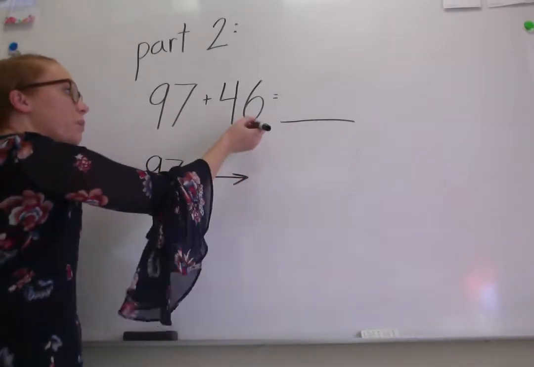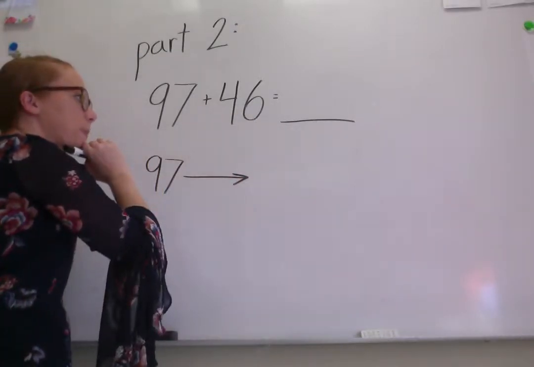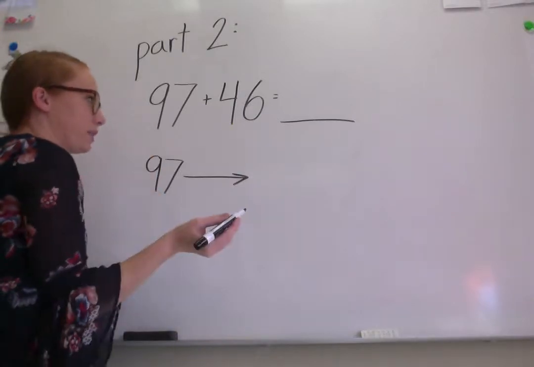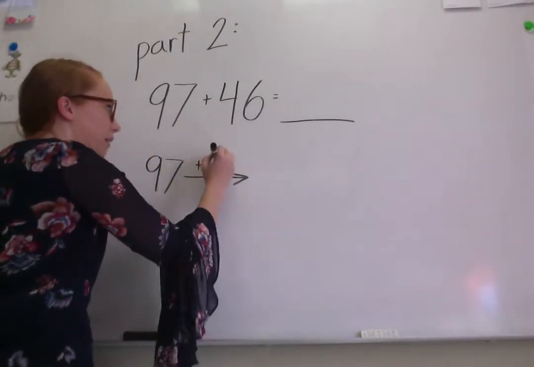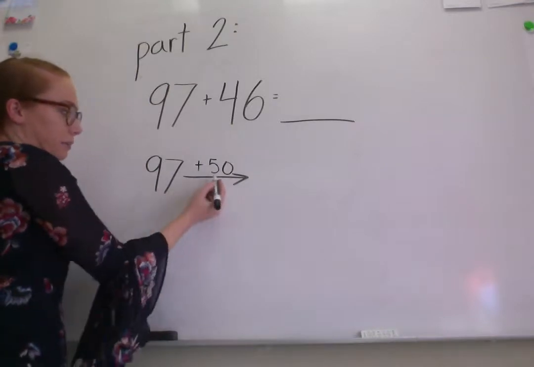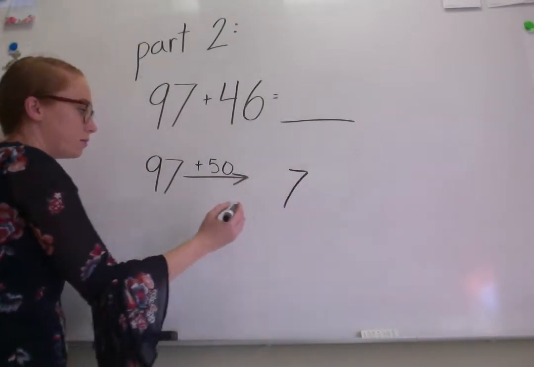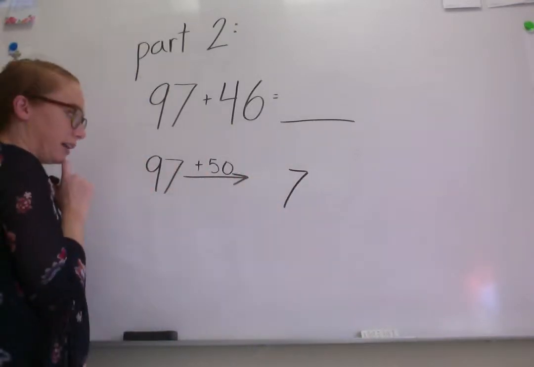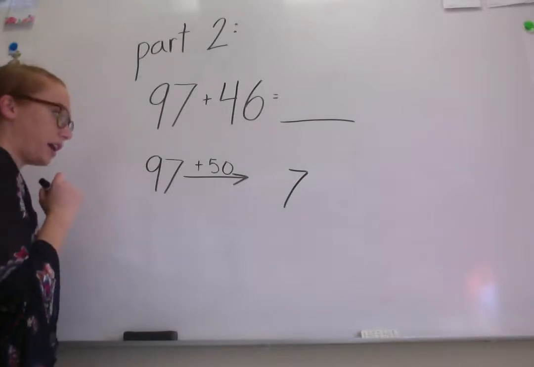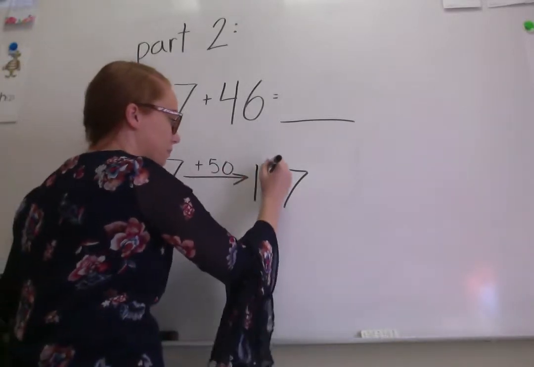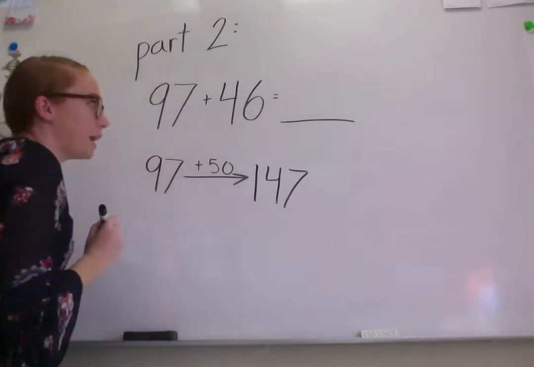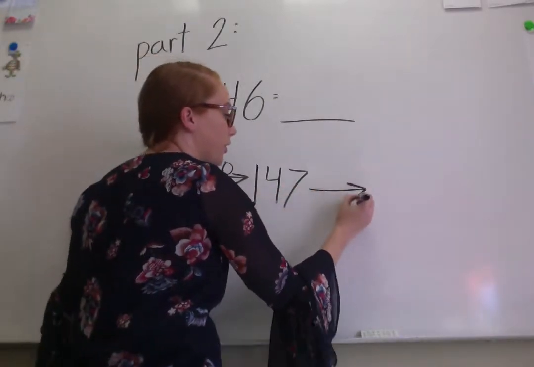What's the closest whole number to 46? Would it be 40 or 50? Well, it's closer to 50, so I'm going to add 50. 7 plus 0 is 7. 9 plus 5. 9 plus 5 is going to be 14. But I'm not done yet. I have to draw my arrow again.